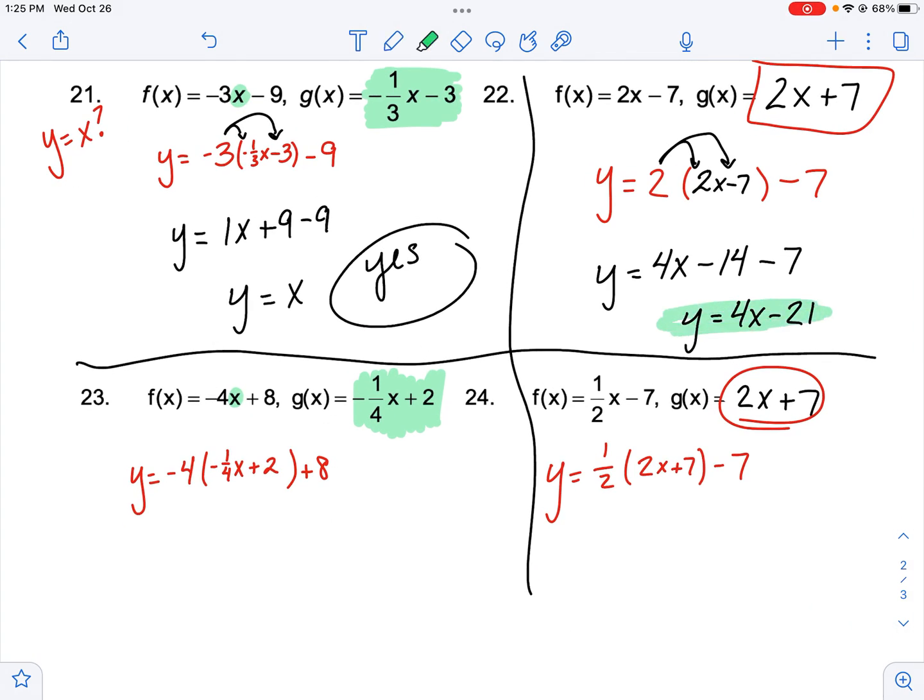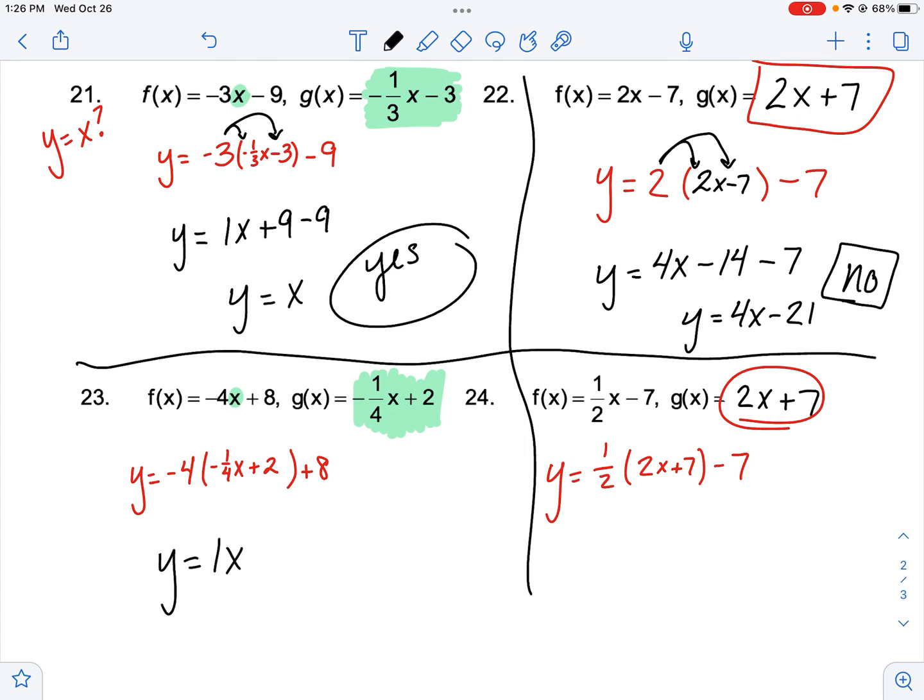If you don't have inverses, what you're going to end up with is some function, it does not matter what it looks like, but it's not y equals x. So it could be anything in the world as long as it's not y equals x. Why don't you pause the video, try those next two, and then unpause to check your work.